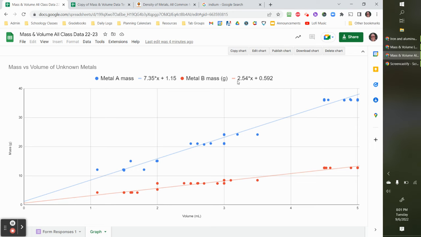So I'm going to start with metal B because it's a bit easier to identify. If you recall, it was a light silver colored metal, and you can see the density is very low, 2.54. And since it's mass divided by volume, the units are mass units divided by volume units, which is grams per milliliter. Or since usually metals are in fact solids, we say grams per centimeter cubed.